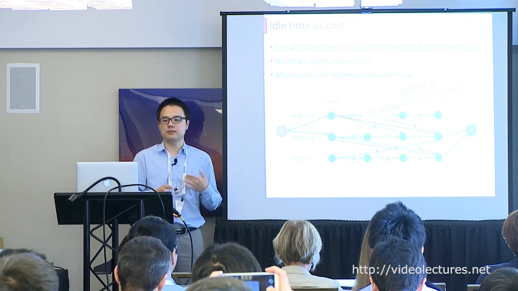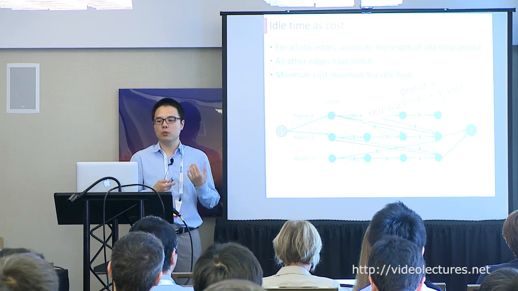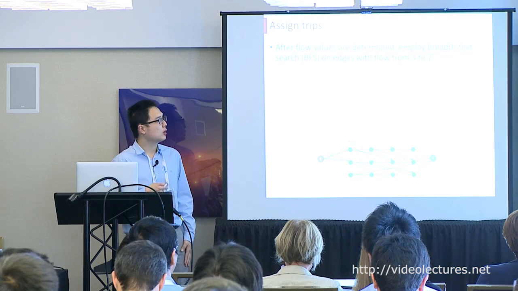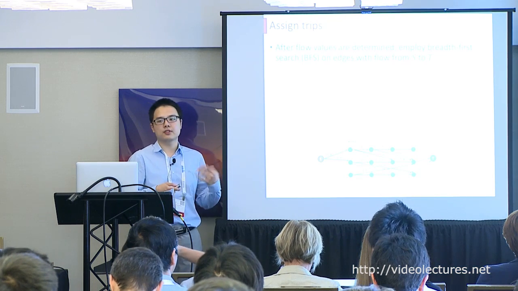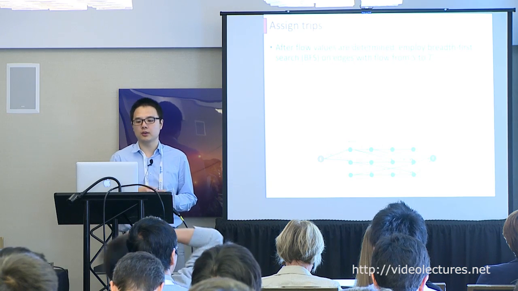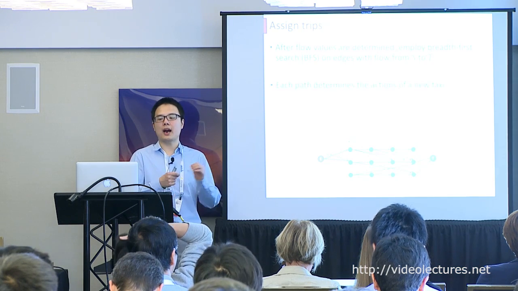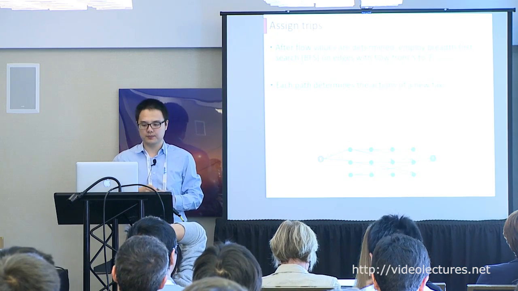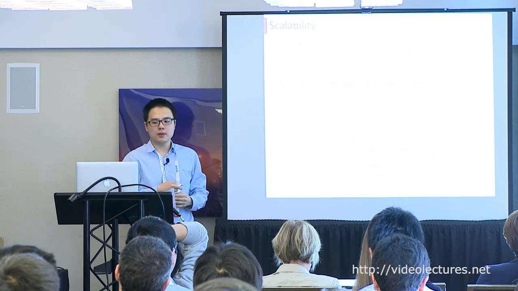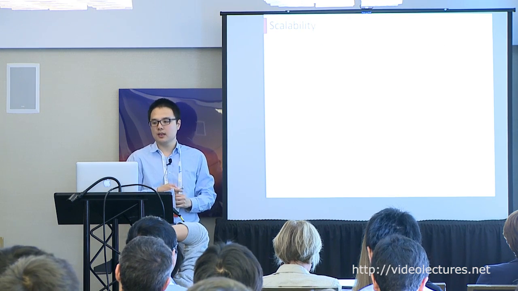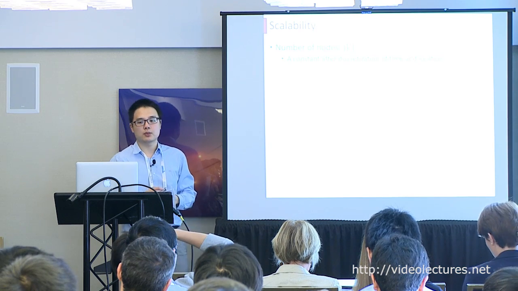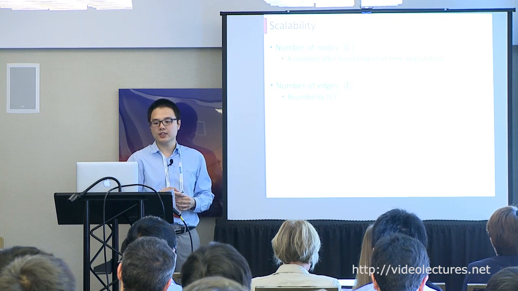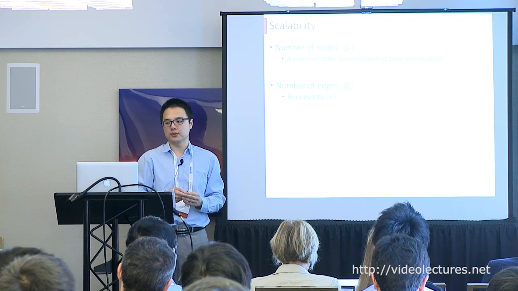Now we only have a bunch of flow values. What we want is a valid assignment, but it's very simple. After we get all the flow values, we can employ breadth first search, or BFS, on edges with a positive flow from S to T. And then each path determines the actions of a taxi, which is that alternating work and idleness cycle. This model is much more scalable than the previous one, since the number of nodes in this network is a constant, because we have discretized both the time and location. And the number of edges is bounded by the square of the number of nodes.